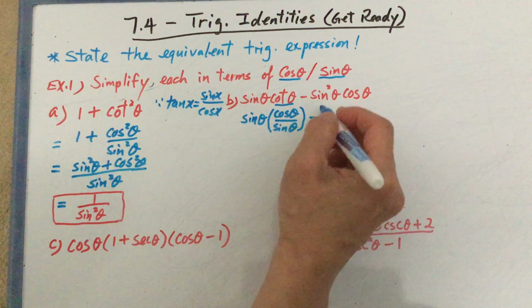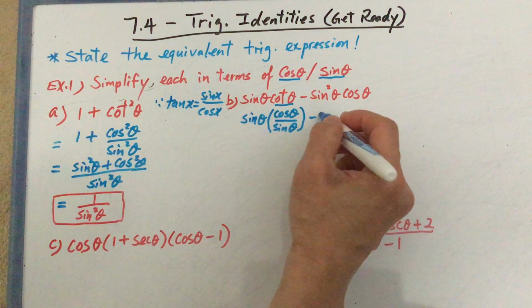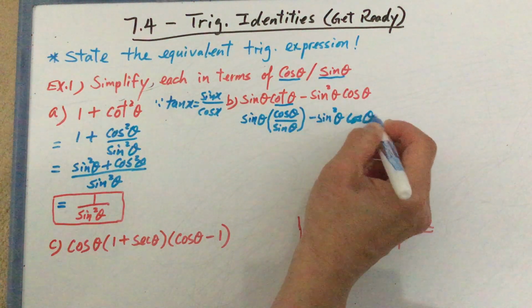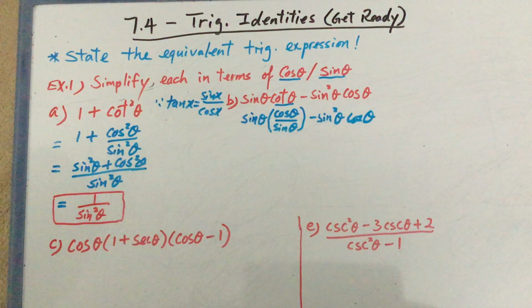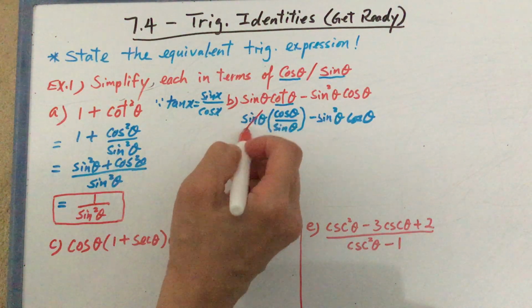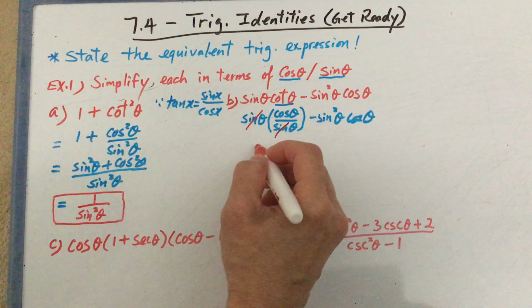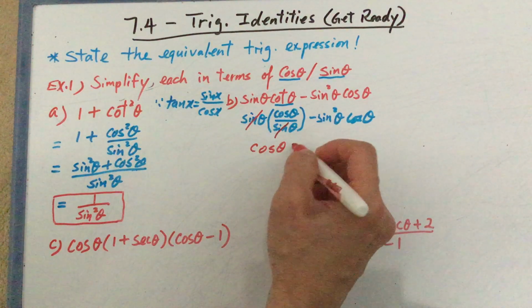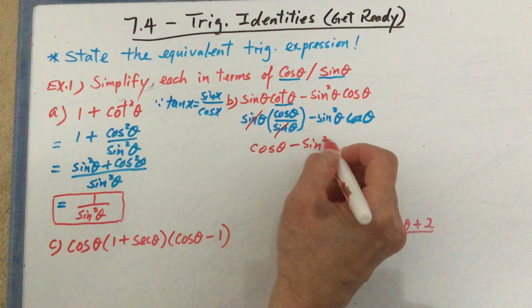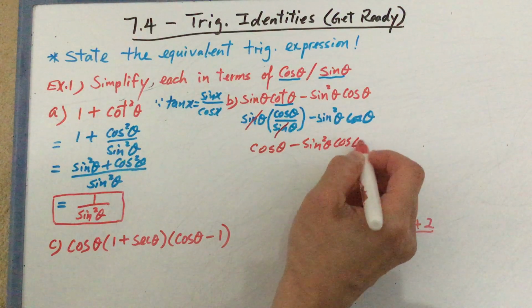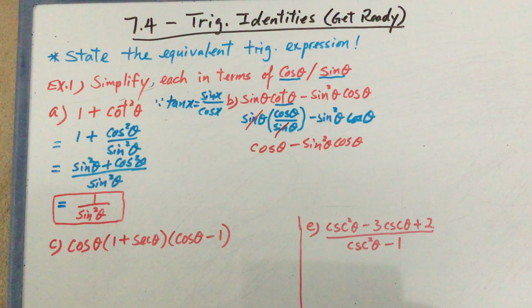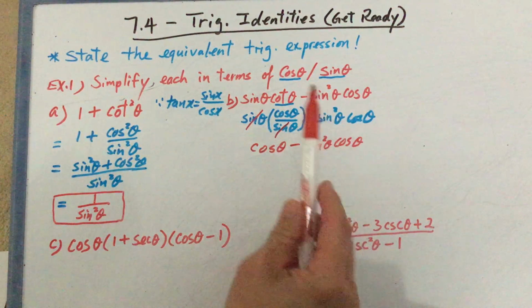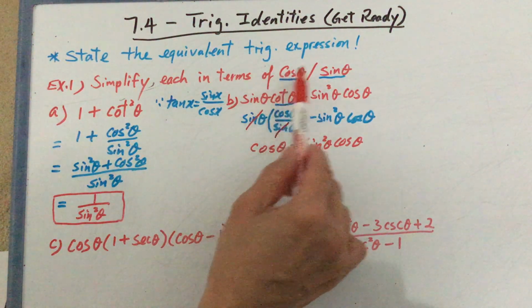And over here, I still have the same thing, sine squared theta and cos theta. Nothing needs to be changed. But over here, because I can reduce that, what I'm left with is just cos theta minus sine squared theta cos theta. Now, because it has two different trig ratios here, my final answer has to be in terms of one of them.